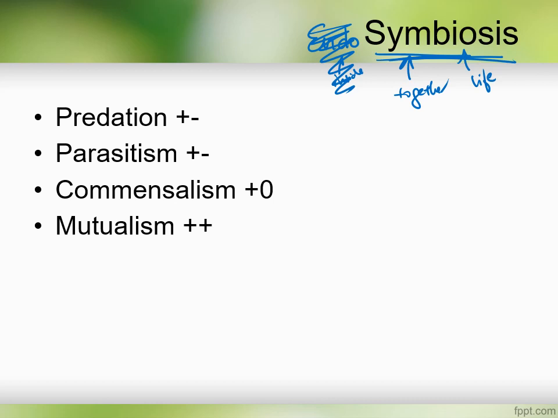A couple different kinds. We're going to look at predation, where something gets a good and something gets a really bad. Parasitism, another where something gets a good and the other thing gets a bad. Commensalism is kind of weird. Something gets a good and the other one is totally neutral. We don't even care. Whatever, do your thing. Mutualism is where both organisms benefit from the relationship.